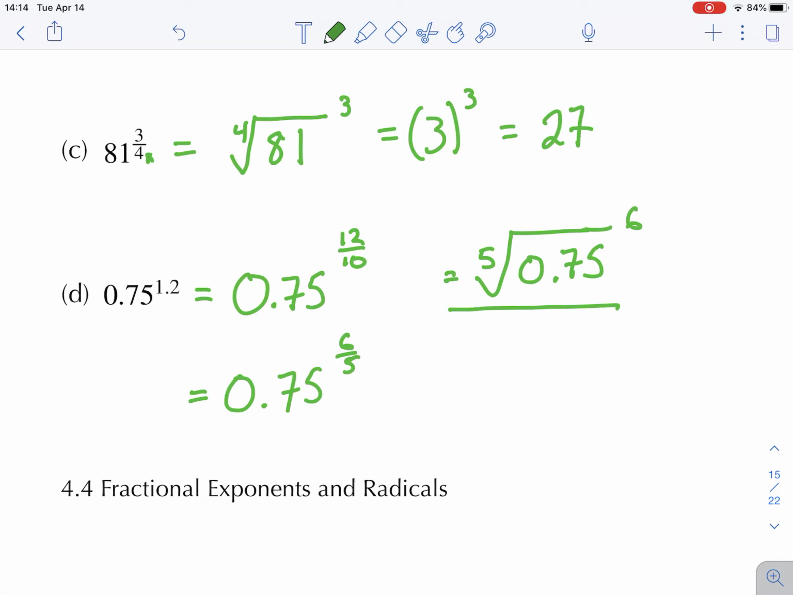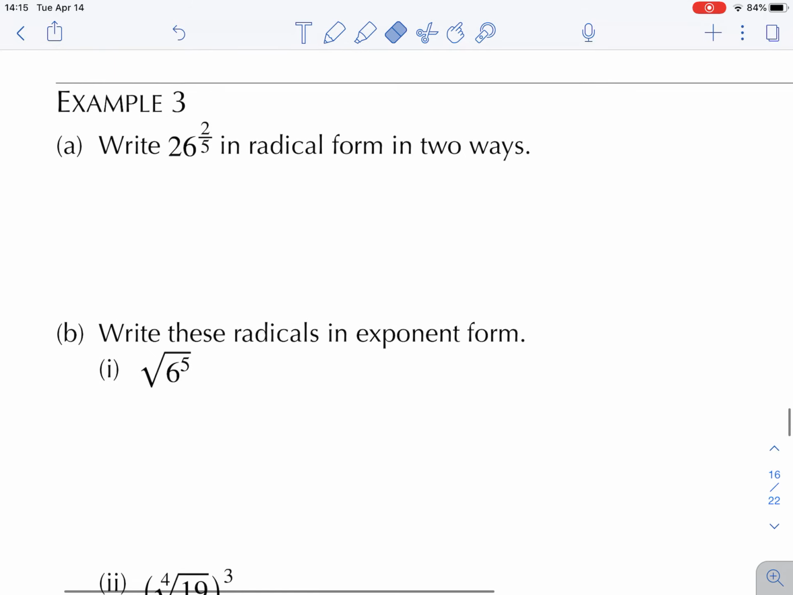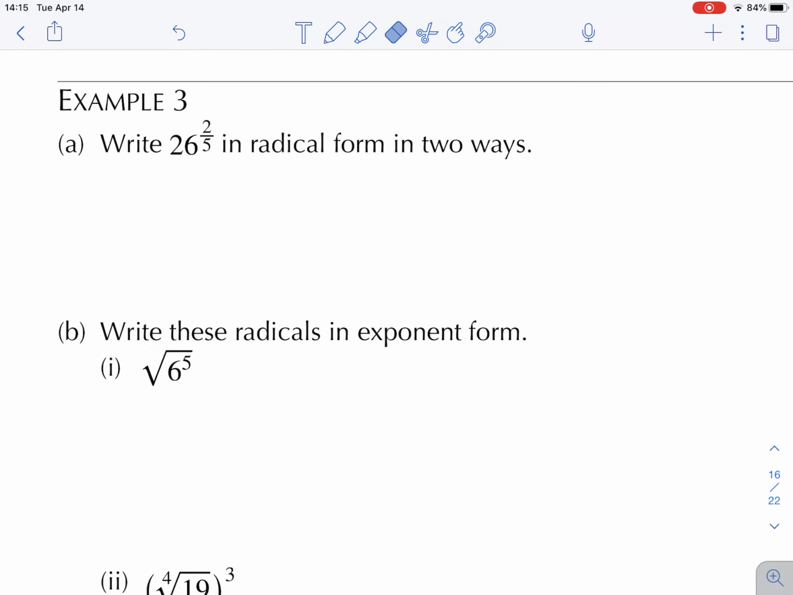Your calculator can do fractions in the exponent using the fraction button on your calculator. So however you use that ABC button, you can do 8 raised to the power, and then use the ABC button to put in a fraction for your exponent. All right, let's take a look at example 3. Write 26 to the power of 2/5 in radical form in 2 different ways.